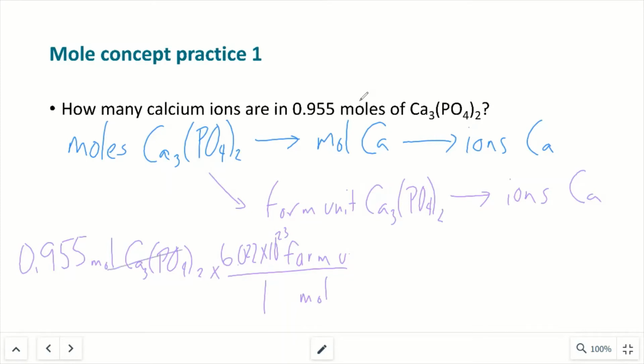So my moles cancel. I'm left with formula units. So if I was just asked for how many calcium phosphate particles there are, this is as far as I would need to go. But I'm asked one more question here. I'm asked how many ions there are. And now I need to look at the chemical formula itself. Because the chemical formula says that for every calcium phosphate, there are 3 calcium ions. That comes directly from the chemical formula itself.